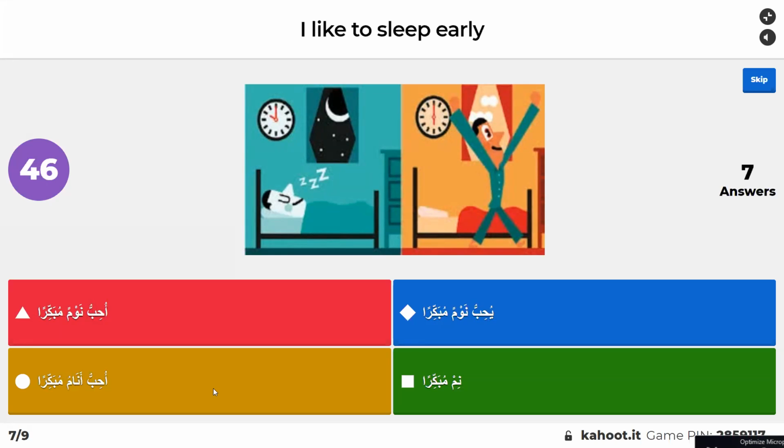45 seconds to go. I like to sleep early. To sleep, here is what you need to take special attention to. I like is easy. To sleep, how would I say to sleep?